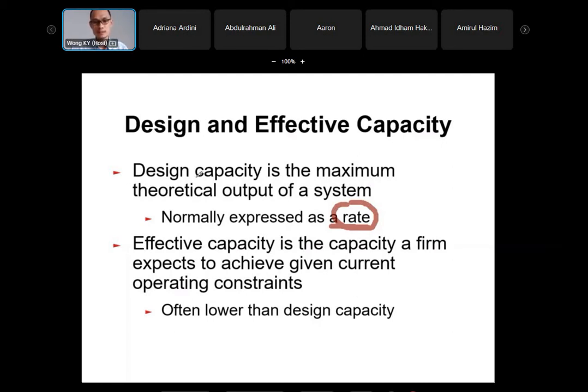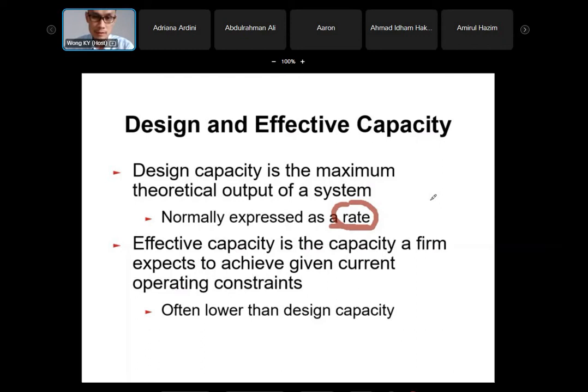So that is like the design capacity of the car. It is the maximum theoretical speed that the car can go, the ideal maximum value. But the effective capacity of a car can never be 220 kilometers per hour, because when you drive, you can never reach it because of road conditions, traffic jams, and even on the highway, because of the speed limit imposed by the authority.